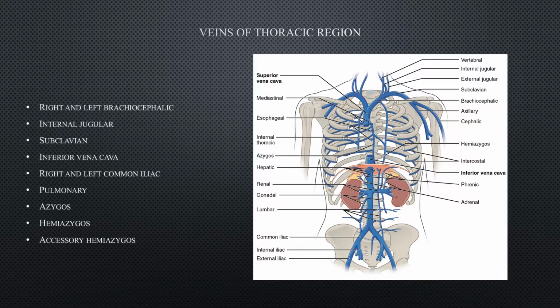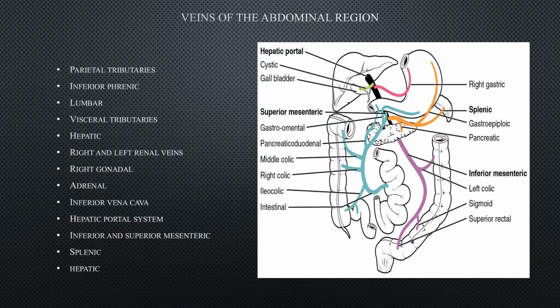The azygos system is a group of veins that will drain the walls and organs of the thoracic cavity. The hemiazygos vein will begin at the continuation of the left ascending lumbar vein. The tributaries can be divided into parietal and visceral tributaries.